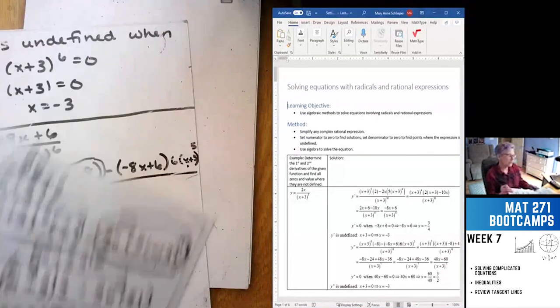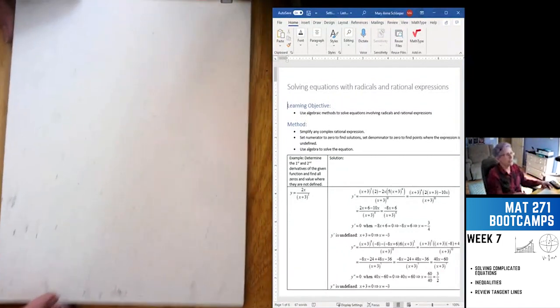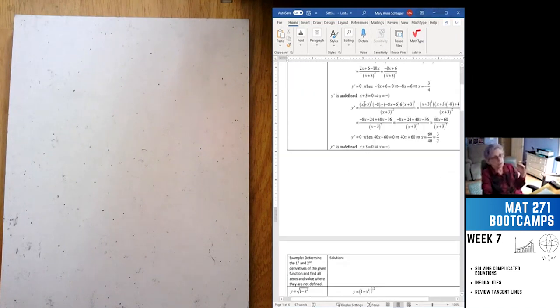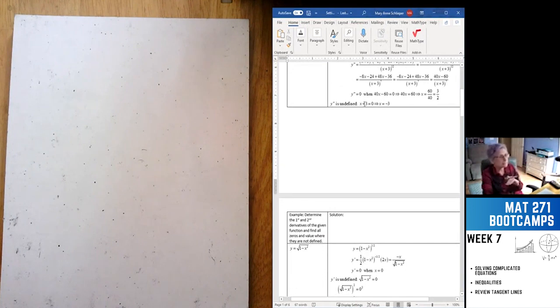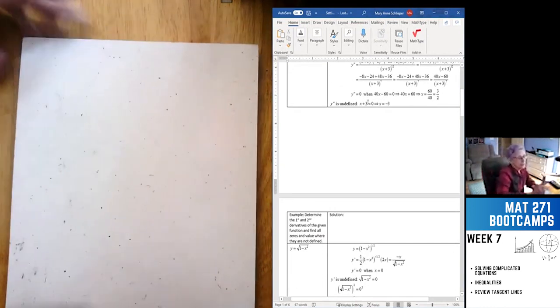That's the whole purpose in this, is to get you ready for next week when you're going to be making those sign charts and figuring out how to graph things. Because when your first derivative is positive, that means your tangent lines are positive, so it's increasing. When your first derivative is negative, your tangent lines are negative, so it's decreasing. All righty, let's look at the next one.